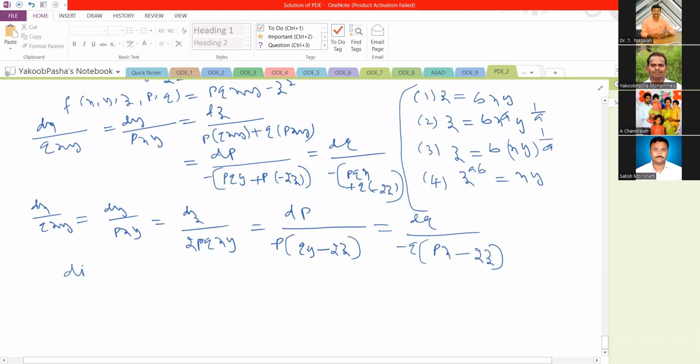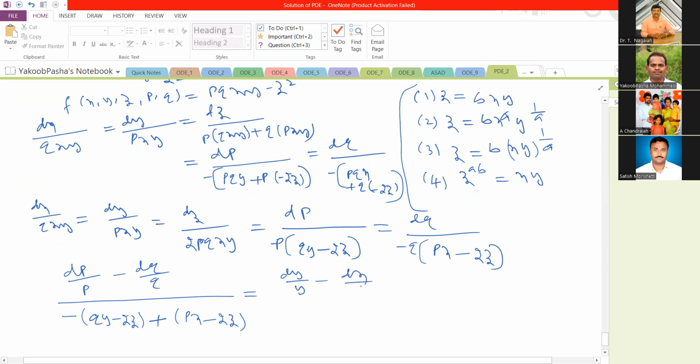consideration is dp by p minus dq by q. We are dividing dp with p, so we get minus of qy minus 2z, minus dividing dq with q, so minus half minus plus px minus 2z, that is equal to dy by y minus dx by x.